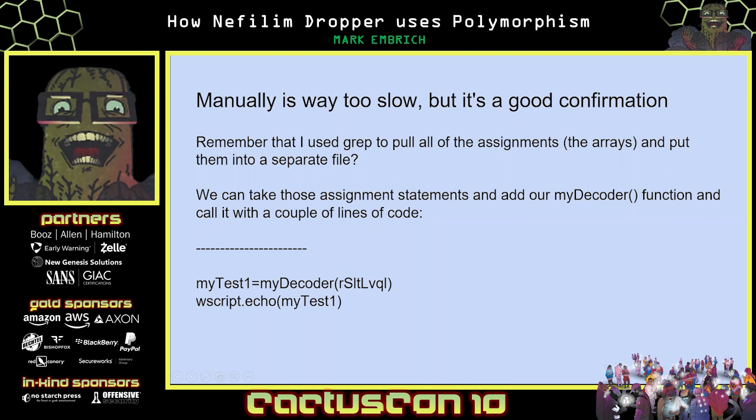We want to borrow the threat actor's code, modify it a bit such that we just print the decoded stuff rather than running it. So remember back when I separated the assignments from the code? We can take the file with just the assignments and add our own code with the intent of decoding stuff. So that's what I did. I added my own version of the decoder function, my decoder, and the 2 lines of code below the dotted line to the assignments file and ran it.